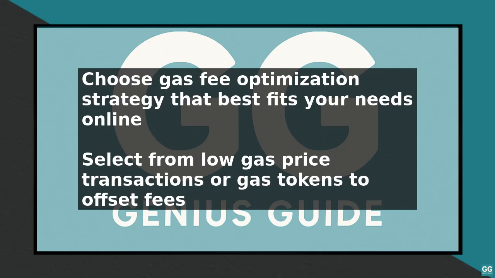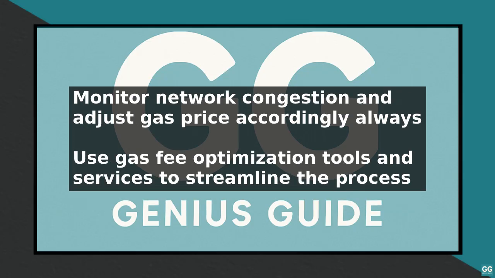Another way to optimize gas fees is by using gas tokens. Gas tokens are specialized tokens that can be used to offset gas fees. To use gas tokens, go to the token page and purchase the gas token of your choice. Once you have purchased the gas token, go to the transaction page and select the gas token as the payment method.